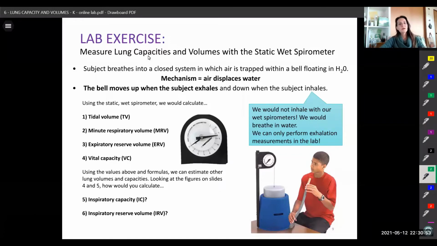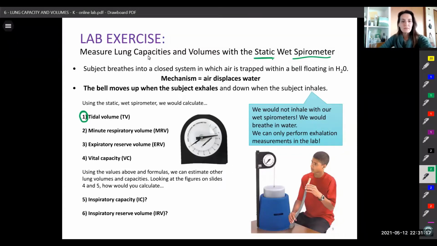So we start here in the lab manual with just the static spirometer type of readings. That's the first part here, starting on page 55, actually page 56 with the first measurements. You have the ability to calculate tidal volume directly with the wet spirometer.